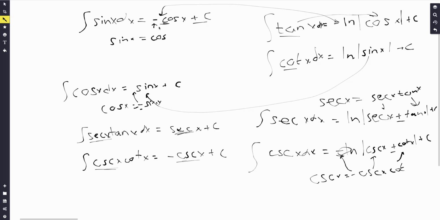See, there's a c right here, so negative, but yeah. Okay, the next rule would be the integral of secant squared x dx would equal tangent x plus c. And then the integral of cosecant squared x dx would equal negative cotangent x plus c. Okay, these rules you guys have to memorize again.